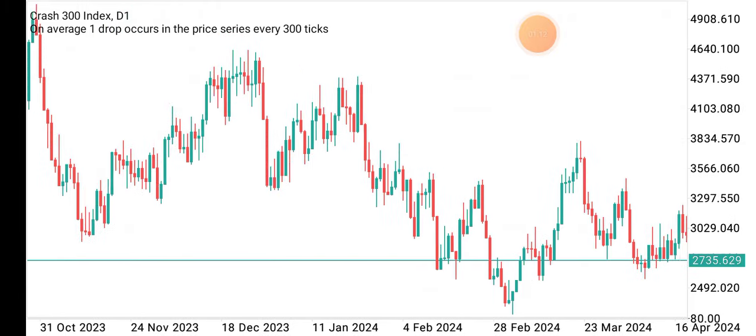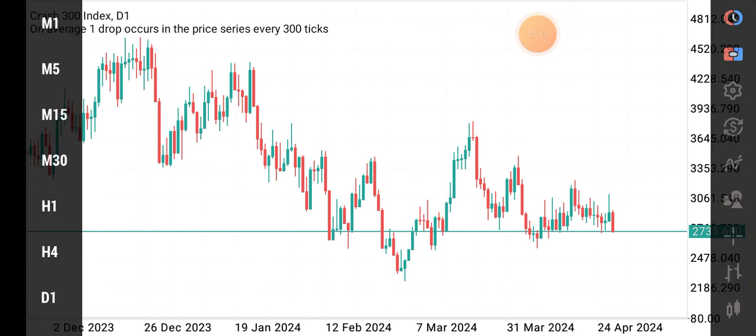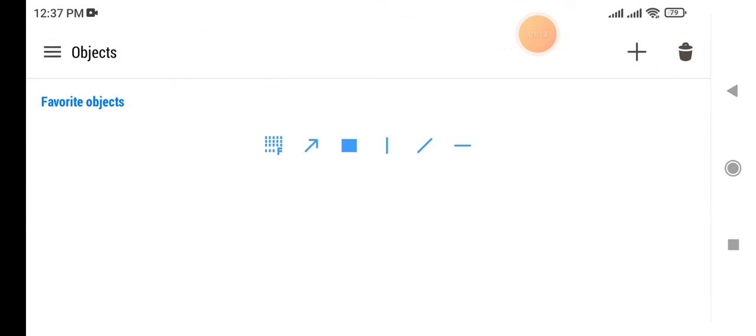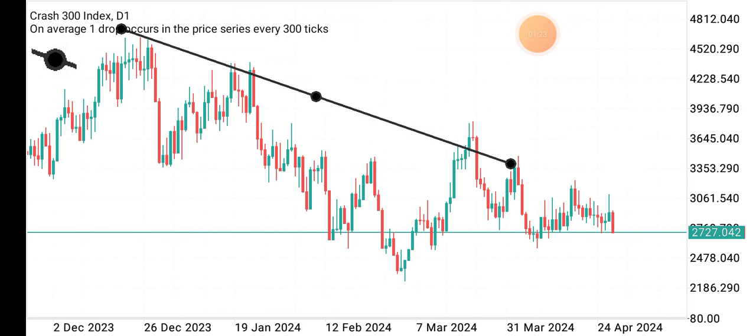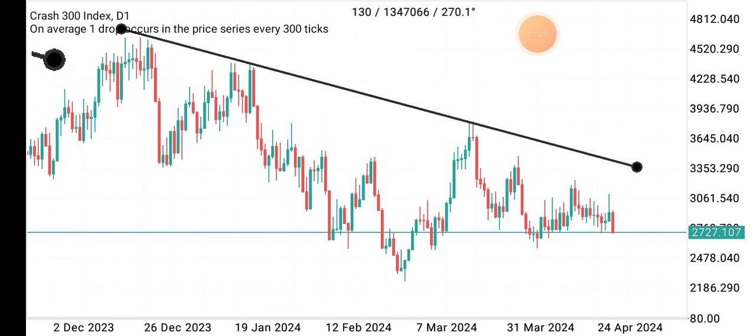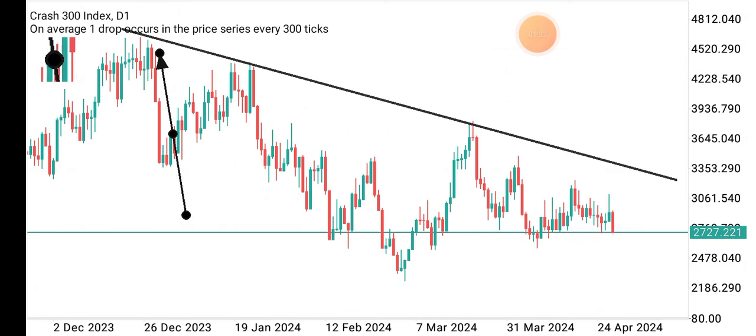Right here on this Crash 300 daily time frame, you can see the market has been selling for a while. So first of all, let me start with the trend line aspect of it. On this time frame, you can see we have this on the chart. You can see the three touches. The first one here, the second one here, and this is the third one here at this point.